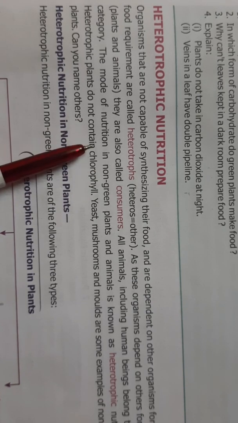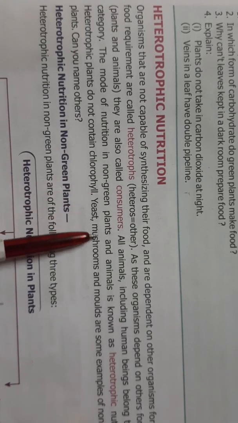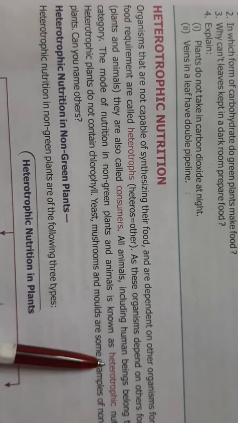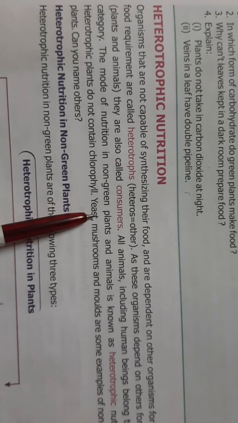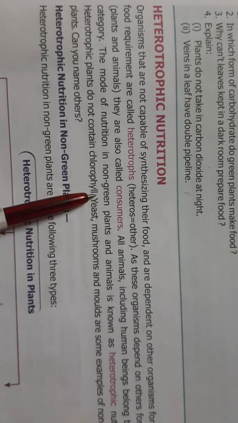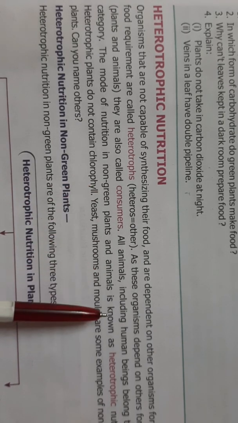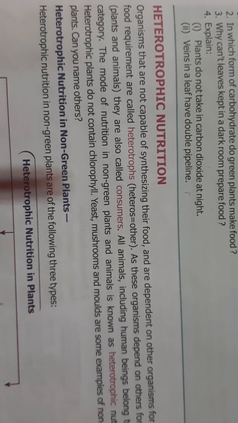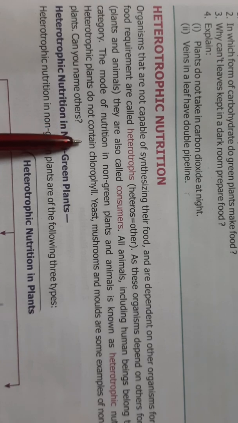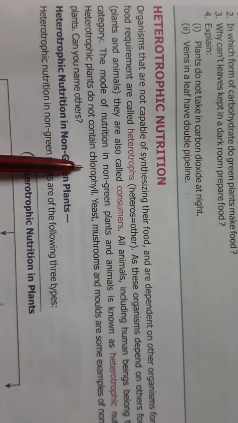The mode of nutrition in non-green plants and animals is called heterotrophic nutrition. That means the nutrition in non-green plants. Why non-green plants? Because green plants are all autotrophs. Non-green plants and animals show heterotrophic nutrition. Clear, children? So heterotrophic plants do not contain chlorophyll. Autotrophic plants contain chlorophyll.